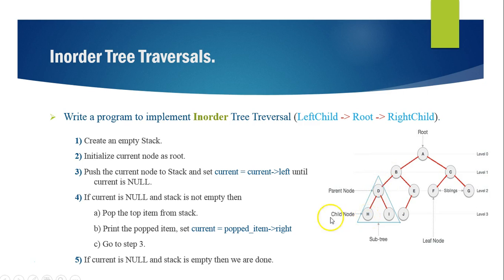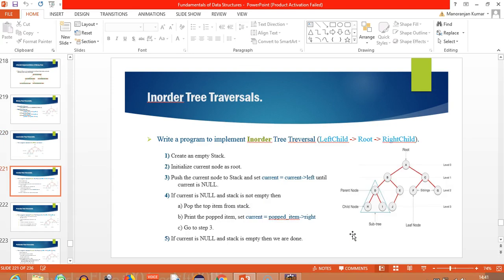Once the left is null, we will pop the top item and we will print this, then we will print this root node, and then we will go to the right node. Similarly we will come up. So let me show you how we can implement this using code.